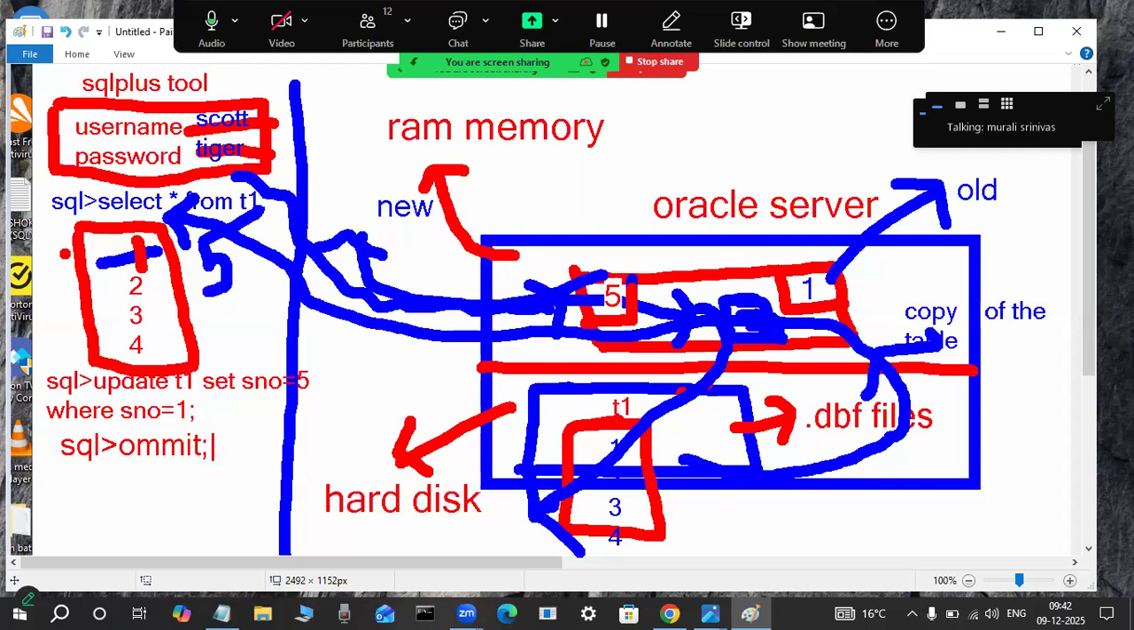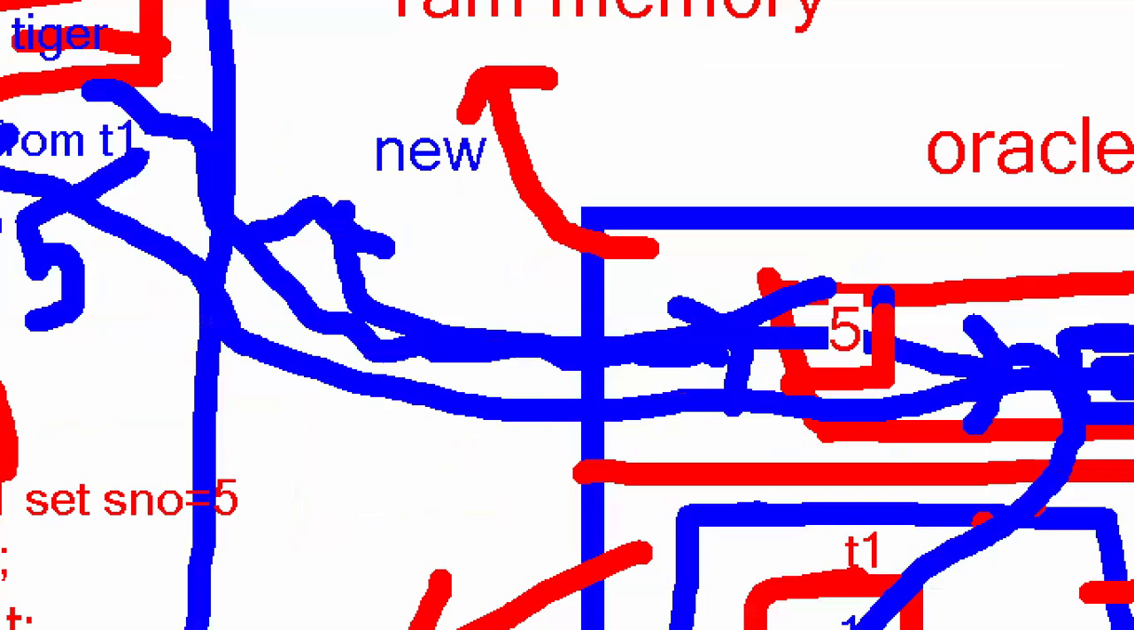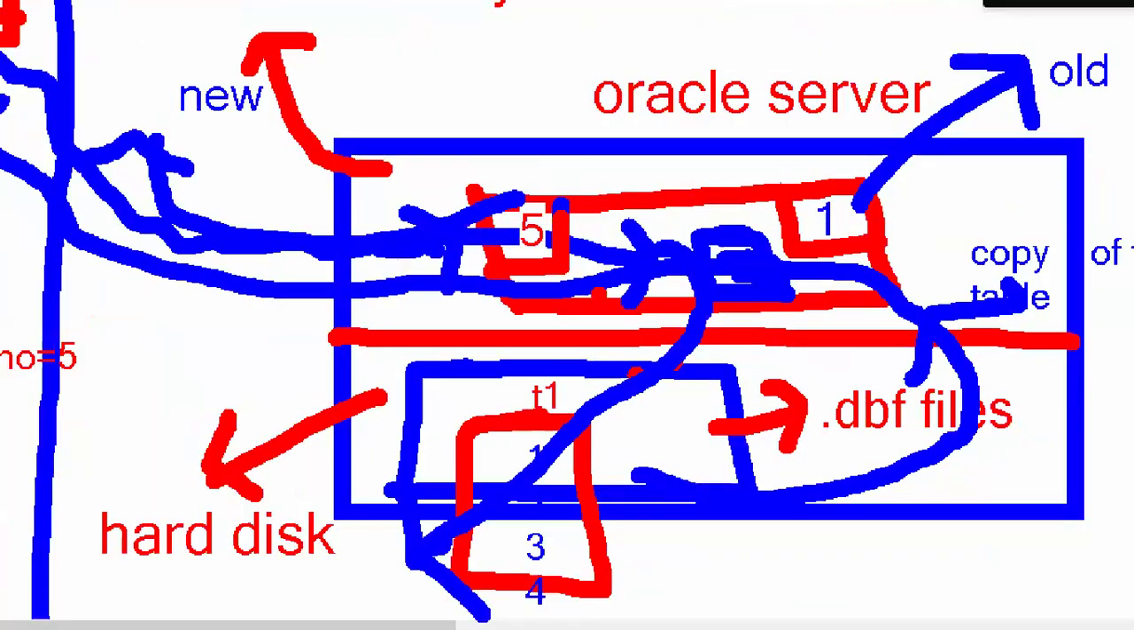Very good. Whenever we are using a commit, what is the new value in this diagram? 5. This new value for the transaction is automatically and permanently stored in the hard disk. This is nothing but a commit. Diagrammatically, commit means the new value for the transaction is permanently stored in the hard disk only. That is called commit. Understood this one?